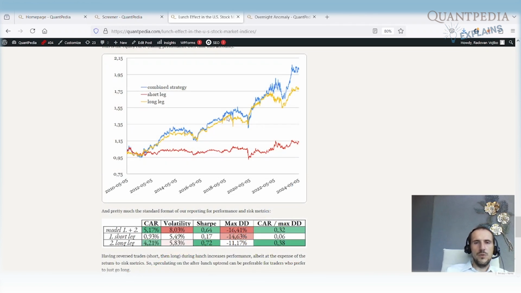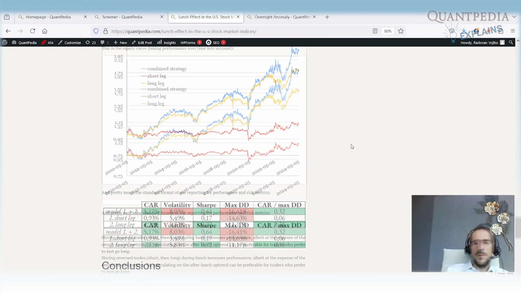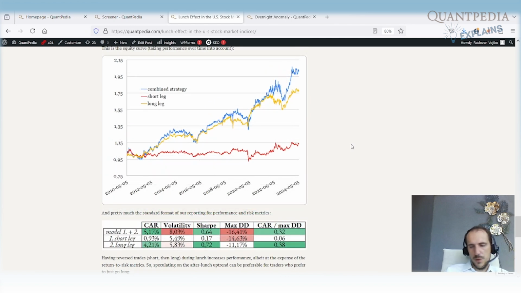The combined strategy, so long and short leg, is the blue one. When you just go long after the lunch is the yellow one, and when you short before the lunch is the red one. Of course, the red one doesn't have strong performance, but it adds something to the performance. The short leg adds around 1%. The long leg performance is plus or minus 4%, and altogether you have 5% performance. Sharpe ratio 0.607, the maximum drawdown minus 10 to minus 15%, which is not bad. It was interesting. This is how the lunch effect works in the US market.